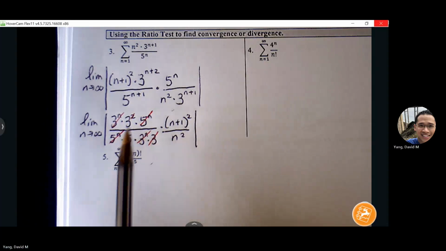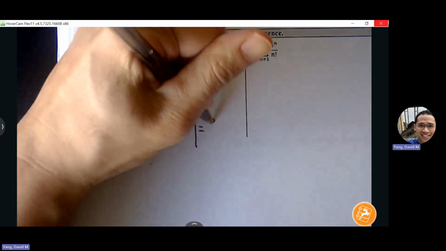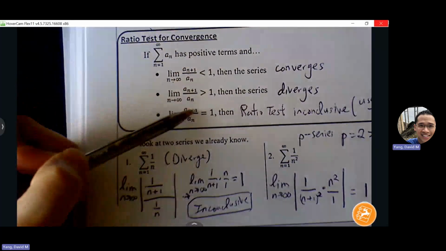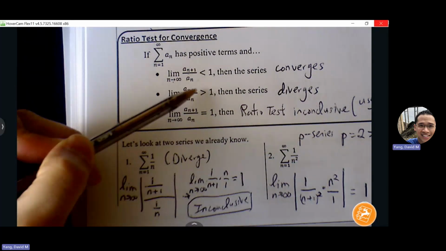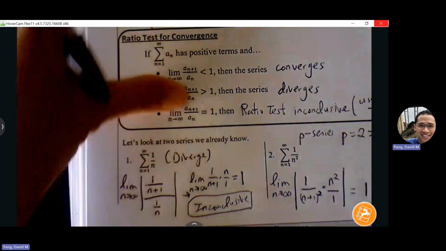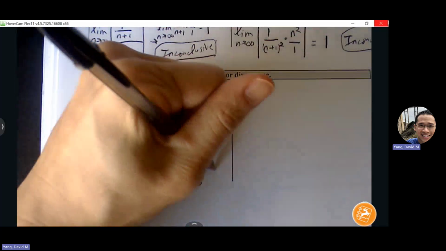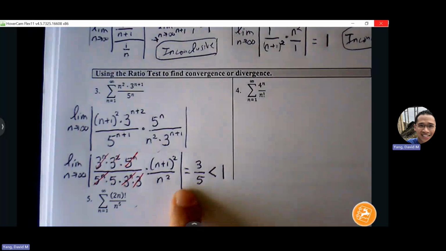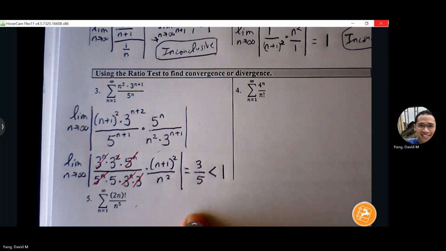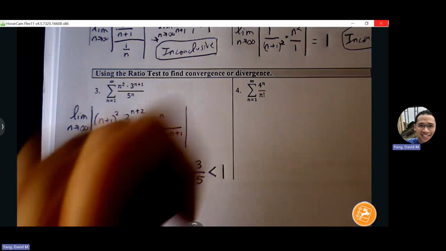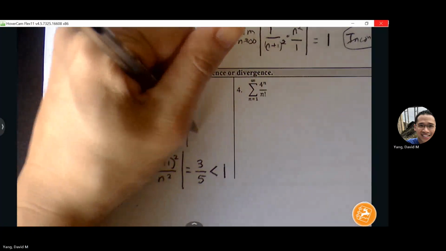3 over 5. Now, we're going to look at this and compare it with these options here. What is 3/5? Is it less than 1 or greater than 1 or equal to 1? Less than 1. So therefore, we can say by ratio test, this series converges. Let's write it out. Converges by ratio test.